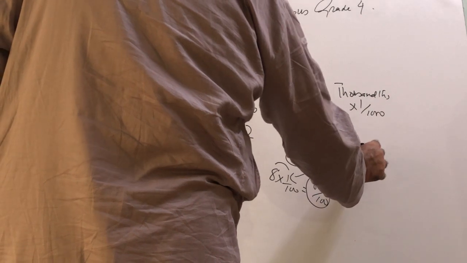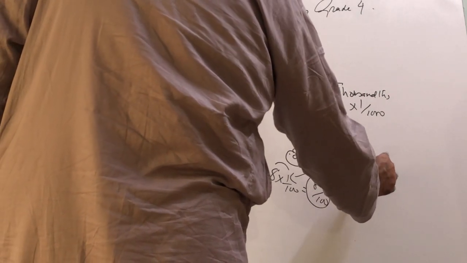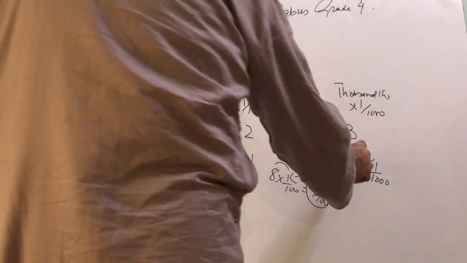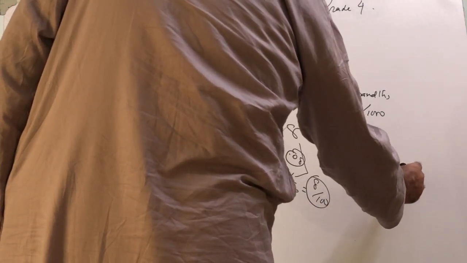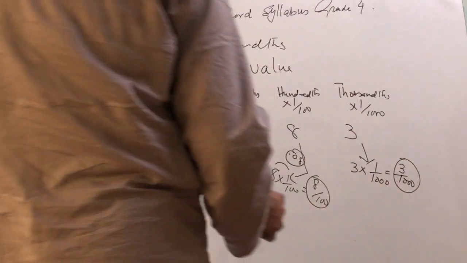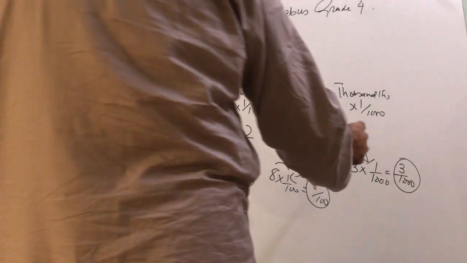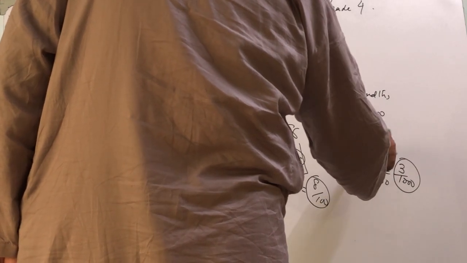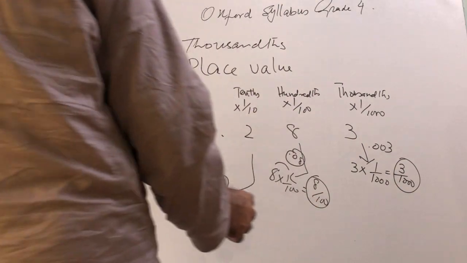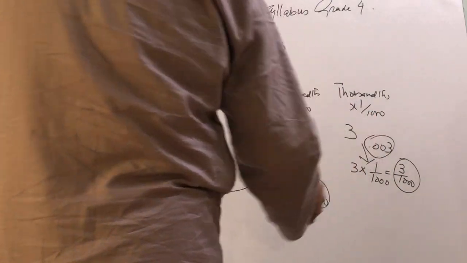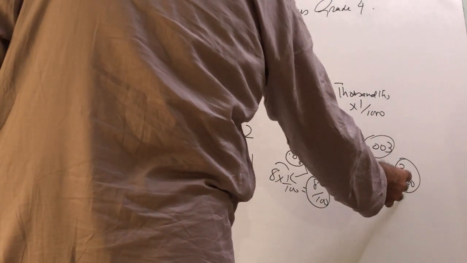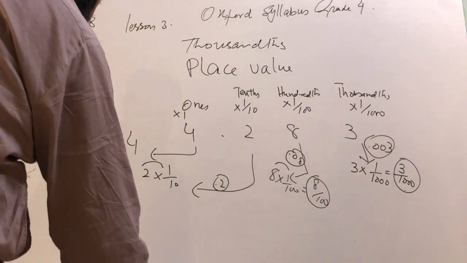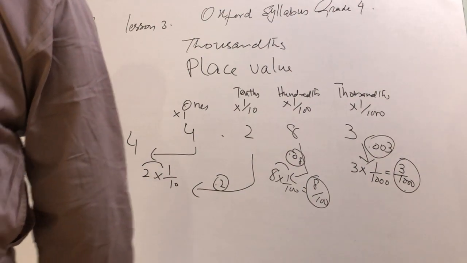When we talk about 3, to find its place value, we just multiply 3 with 1 over 1000. So 3 will be multiplied with 1. It becomes 3 over 1000. This is its value. If we divide 3 with 1000, we will be getting 0.003. So in decimal form, its value is this, and in fraction form, its value is this. This is how we find the place values.